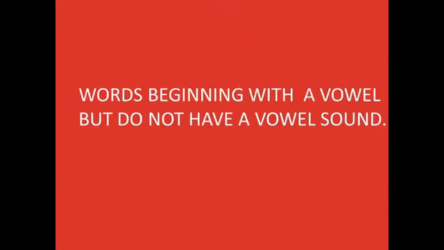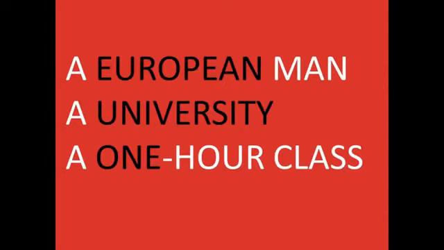With words beginning with a vowel but that do not have a vowel sound, we use a. Examples: a European man, a university, a one-hour class.